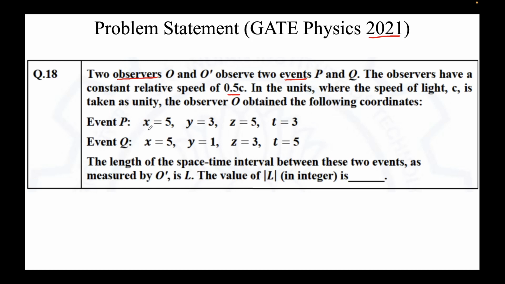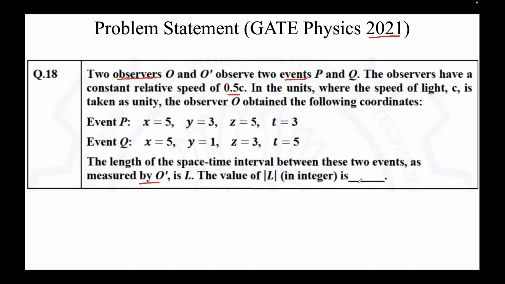For event P, x equal to 5, y equal to 3, z equal to 5 and t equal to 3. While for event Q, x equal to 5, y equal to 1, z equal to 3 and t equal to 5. The length of space-time interval between these two events as measured by O prime is L. The value of modulus of L is, this is a numerical answer type question and we'll have to round off our answer to the integer.